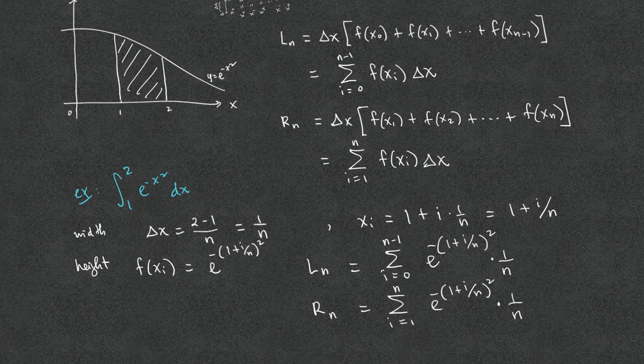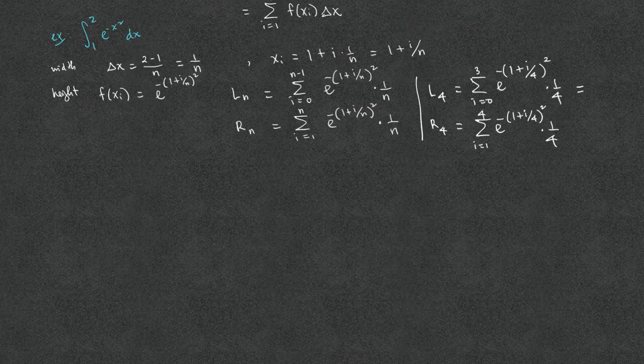For example, if we want to use 4 rectangles, then the left sum L4 is i going from 0 to 3: 0, 1, 2, 3. And we would replace the n with 4 in the formula. For the right sum with n equals 4, we would go from i equals 1 to 4 and replace n with 4. If we do that, we would get L4 equals 0.182415 and R4 is approximately 0.095024.